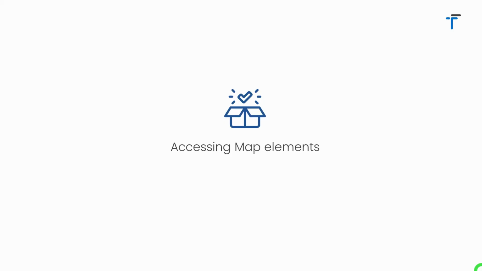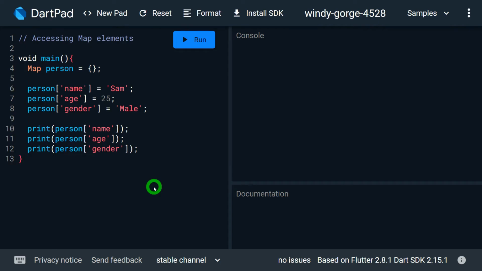Now let's talk about how to access individual elements of a map. Whenever we want to access an individual element from the map, it must be accessed by using a key. Either you are adding the element, printing the element, or updating the value of an element, each and every time you must specify a key. Let's look at this example.